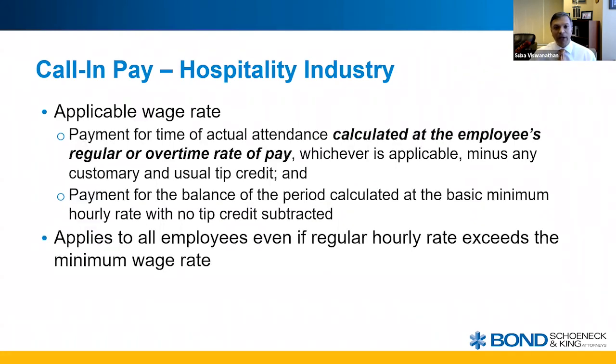So the applicable wage rate is defined as payment for the time of actual attendance at work, calculated at the employee's regular or overtime rate of pay, whichever is applicable. So obviously, first 40 hours in the work week, regular, above 40, the overtime rate, minus any customary and usual tip credit, and payment for the balance of the period, calculated at the basic minimum hourly rate with no tip credit subtracted. And unlike the miscellaneous industries wage order, this wage order specifically says that this applies to all employees, even if the regular hourly rate exceeds the minimum wage rate. Next slide, please, Kathy.